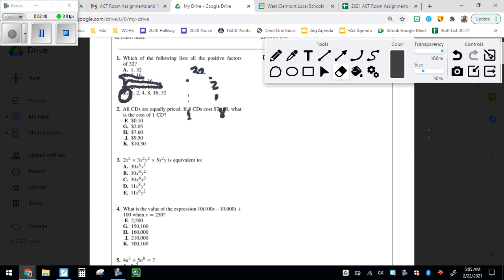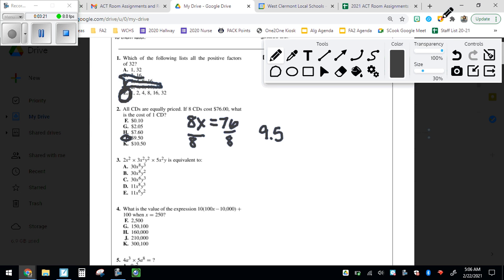All right, the next one says all CDs are equally priced. If 8 CDs cost 76 bucks, what is the cost of 1 CD? So here's what we know. 8 CDs cost $76. Well, let's figure that out. If we wanted to solve that, we would divide that by 8. So 76 divided by 8 gives you 9.5, which is equal to $9.50.